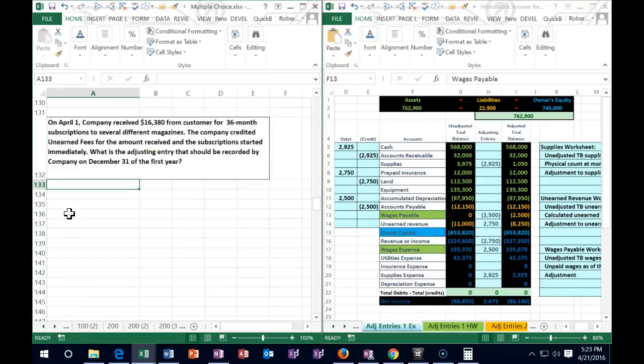Next one says that on April 1st, the company received $16,380 from a customer for a 36-month subscription to several different magazines. The company credited unearned fees for the amount received, and the subscription started immediately.